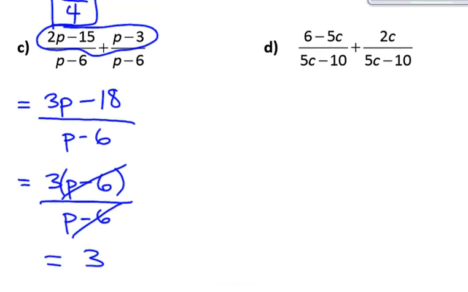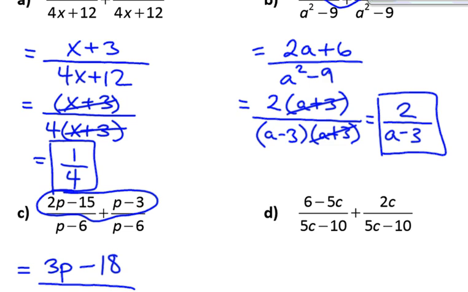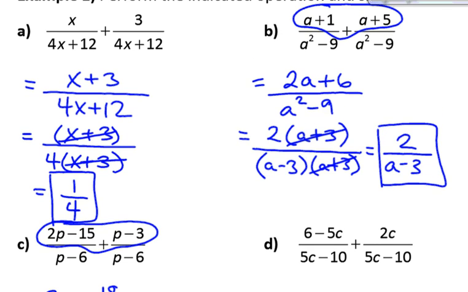Now, in part A, we had both factors cancel out, leaving a 1 in the numerator.